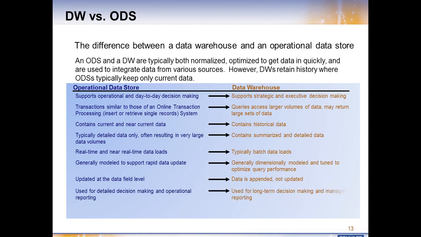With ODSs, you update at the field level, whereas with a warehouse you're appending data, not updating the records. That goes back to that non-volatile component of Bill Inmon's definition of a data warehouse. With an ODS, you just want the most current record of something. With a data warehouse, you want the history. So you're appending new information, but you've got the old record in there too, appropriately flagged.